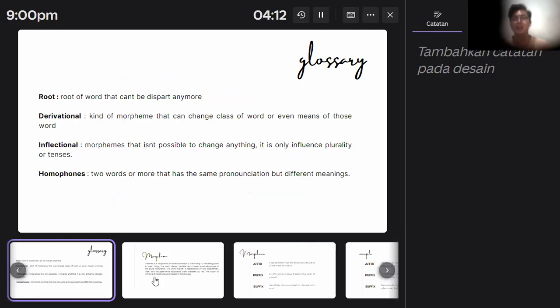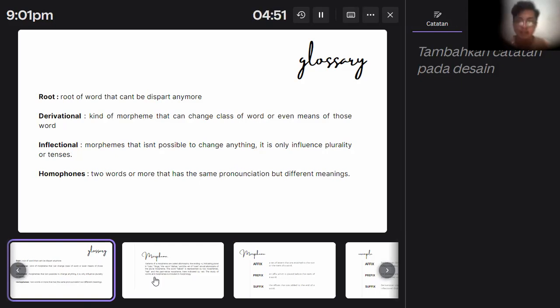The next glossary term we can study is root. A root is a word that can't be separated anymore. Basically, it can't be separated because it is mono, or solo, or independent, and doesn't have any affix. The next is derivational. Derivational is a kind of morpheme that can change the class of words or even the meaning of those words. The other is inflectional. Inflectional morphemes are not able to change the word class; they only influence plurality or tense.